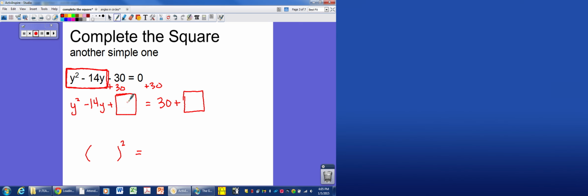So the number that goes in the box, remember, that's half of the middle term. So negative 14 divided by 2, squared.